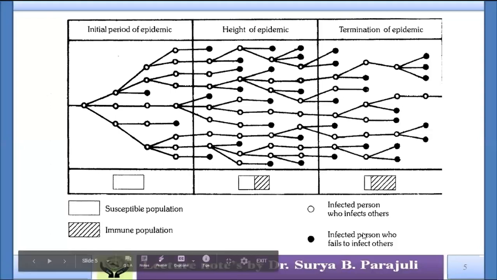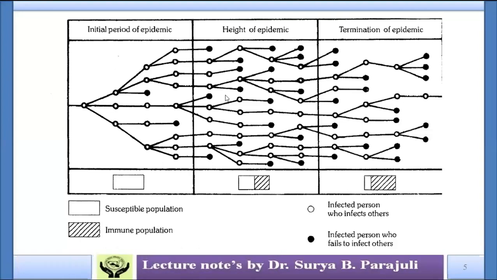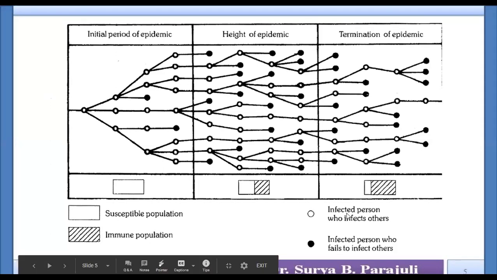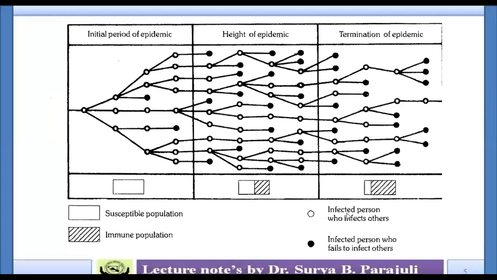the infected person who fails to infect others, you can see it's closed here. It's already closed here. No more propagation. But these are the infected persons who infect others. You can see the chain. It crosses. So ultimately there will be a termination of the epidemic after some months or some time. This is the actual process of how a pandemic spreads in the globe.